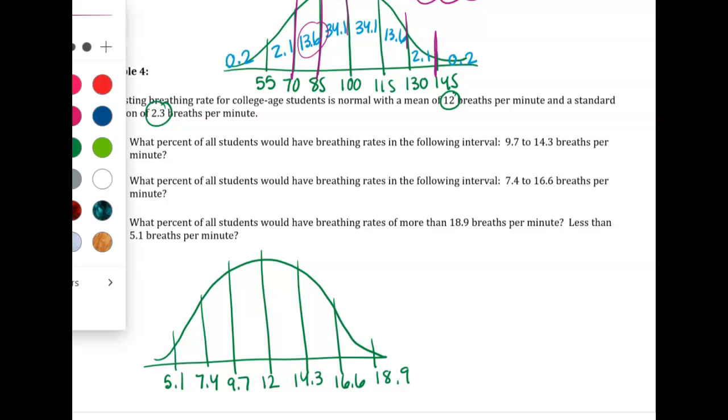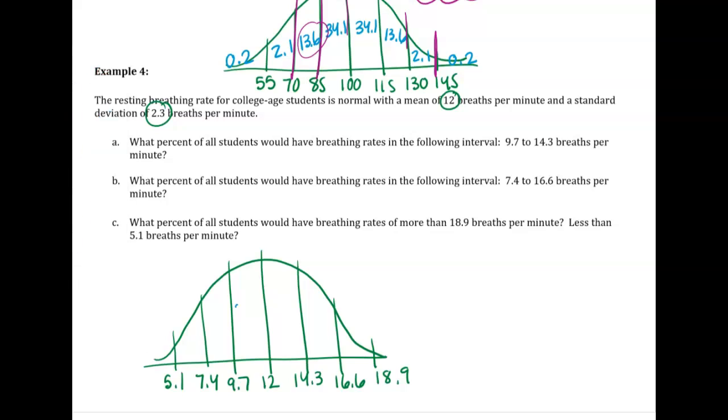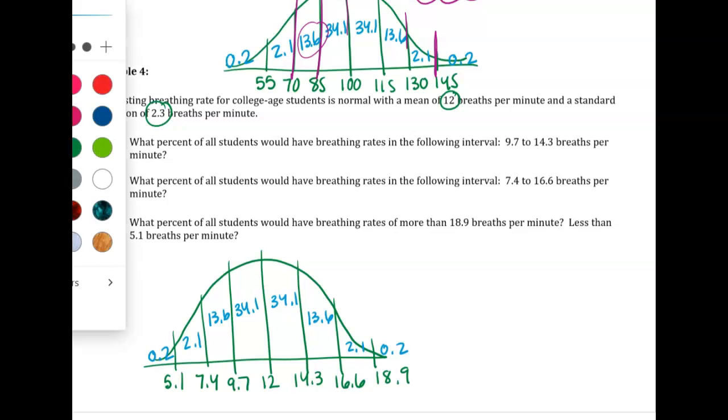I'm going to fill in our percentages. Okay, again, these are just taken from the front. You memorize them or use them, since you don't have to memorize anything these days. 0.6 on either side, 2.1, 0.2, 2.1, 0.2.